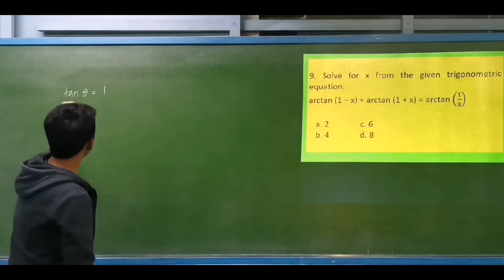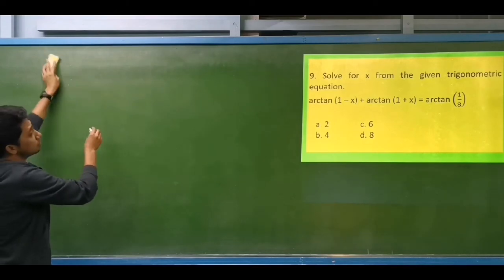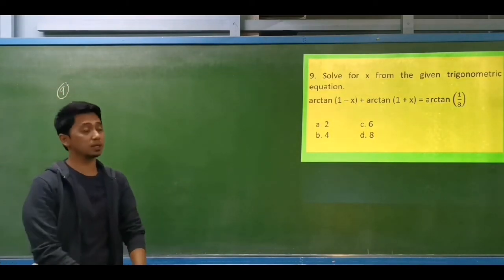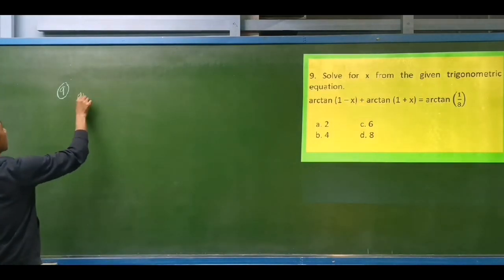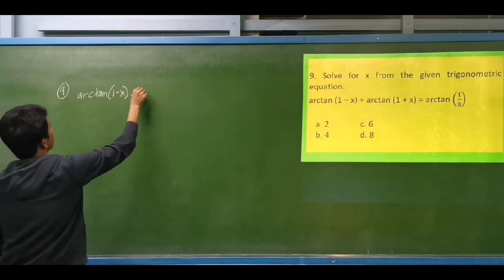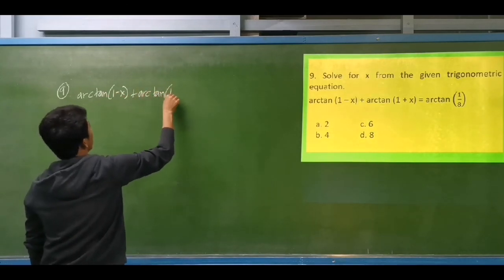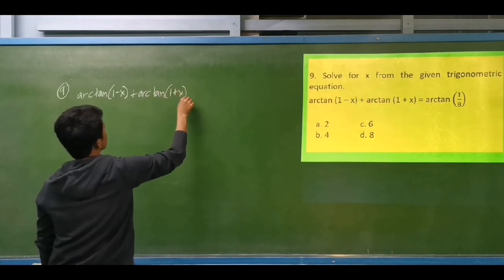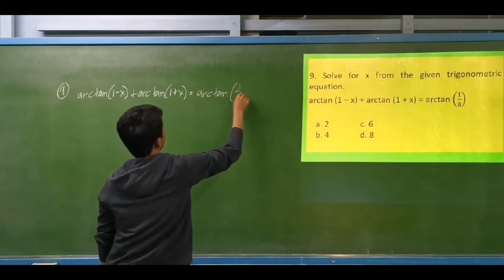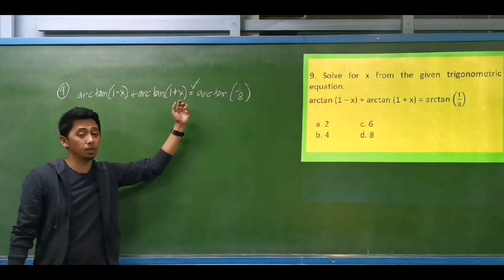So for problem number 9, solve for x in the given trigonometric equation. We have arctan of 1 minus x plus the arctan of 1 plus x is equal to the arctan of 1 over 8. As you can see, this is an equation. Actually, we can do shift solve.